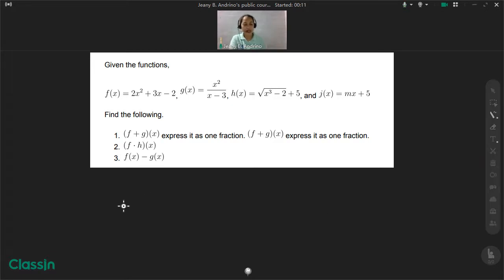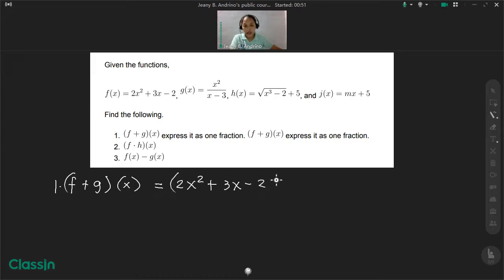Okay, let's start. So starting off with number 1, find the following, f plus g of x. You are going to consider the letters that are appearing. So for number 1, we have our f plus g of x. That means we are considering only your function f of x and g of x. So this time we will have here first f of x, which is 2x squared plus 3x minus 2.